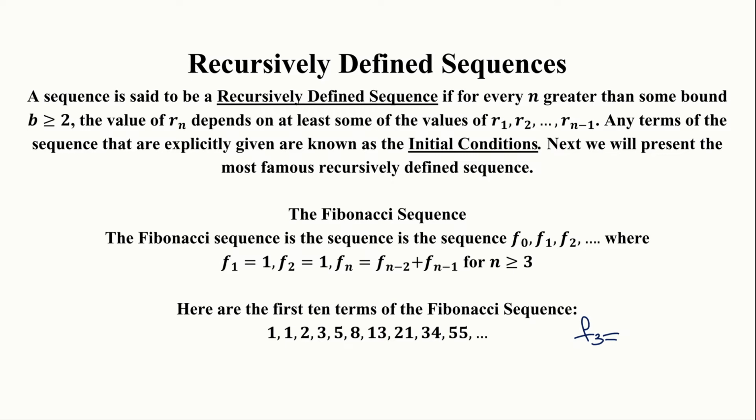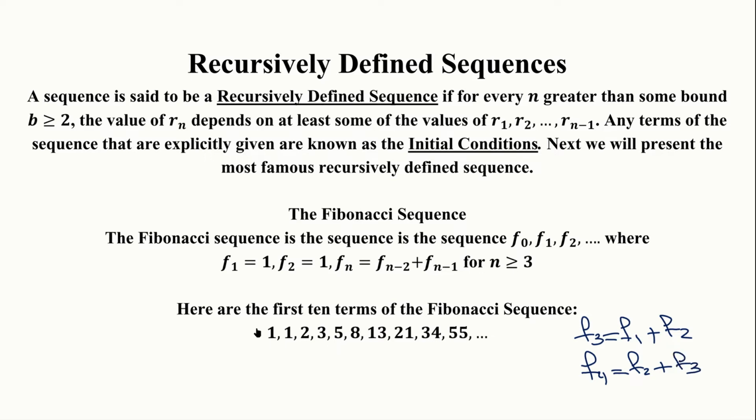is going to be fn minus 2. So 3 minus 2, that's f1 plus n minus 1, which is 2. So we get f1 plus f2. What would f4 be? f4 would be, plug in 4, so f4 minus 2, which is f2. And what is 4 minus 1? That's 3, so f3, etc.